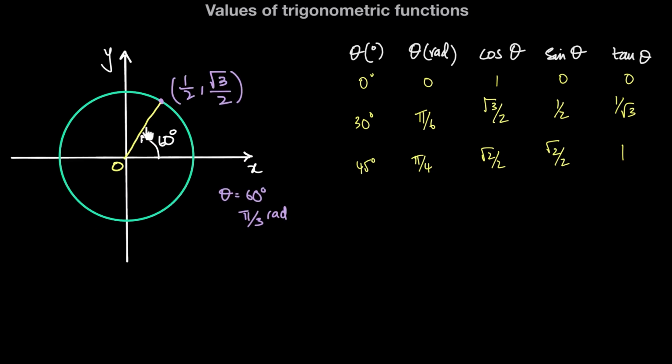Now when theta is equal to 60 degrees or pi over 3 radians, the x-coordinate of the point on the unit circle, that's cosine of theta, is 1 over 2, and the y-coordinate is square root of 3 over 2. So that's just sine of theta. So we can say that when theta is equal to 60 degrees or pi over 3 radians, the cosine of theta is 1 over 2 and the sine of theta is square root of 3 over 2. And the ratio between the y-coordinate and the x-coordinate, sine theta divided by cosine theta, is just square root of 3. So tan theta is equal to square root of 3.